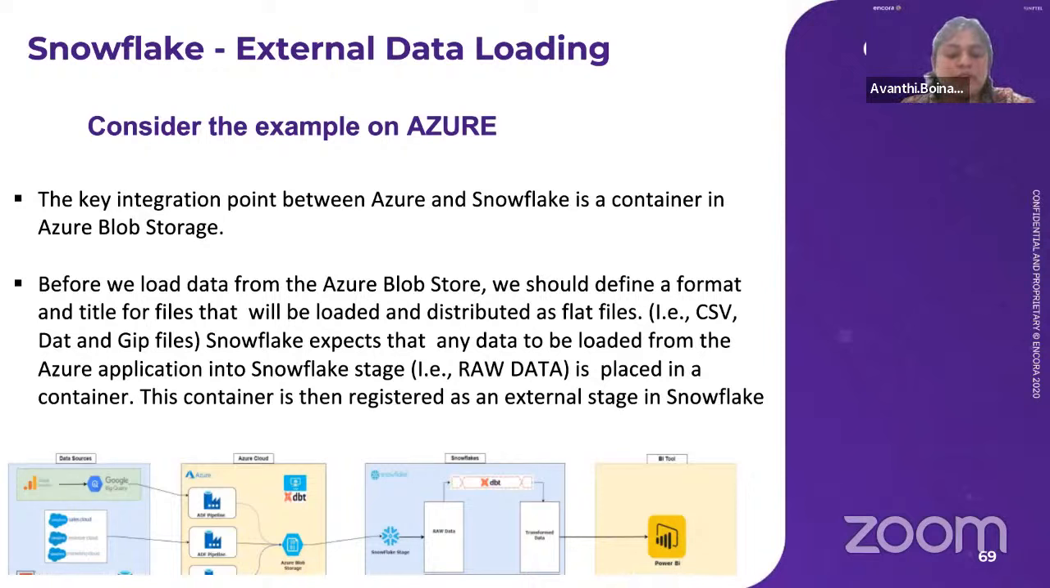First, we'll create an ADF pipeline for a data source. Once the ADF pipeline is created, we'll move the data to Azure Blob Storage. Once the data is moved to Azure Blob Storage, we will create a file format. Once the file format is created, we'll move the data to the Snowflake stage by passing a query. Let me show that.